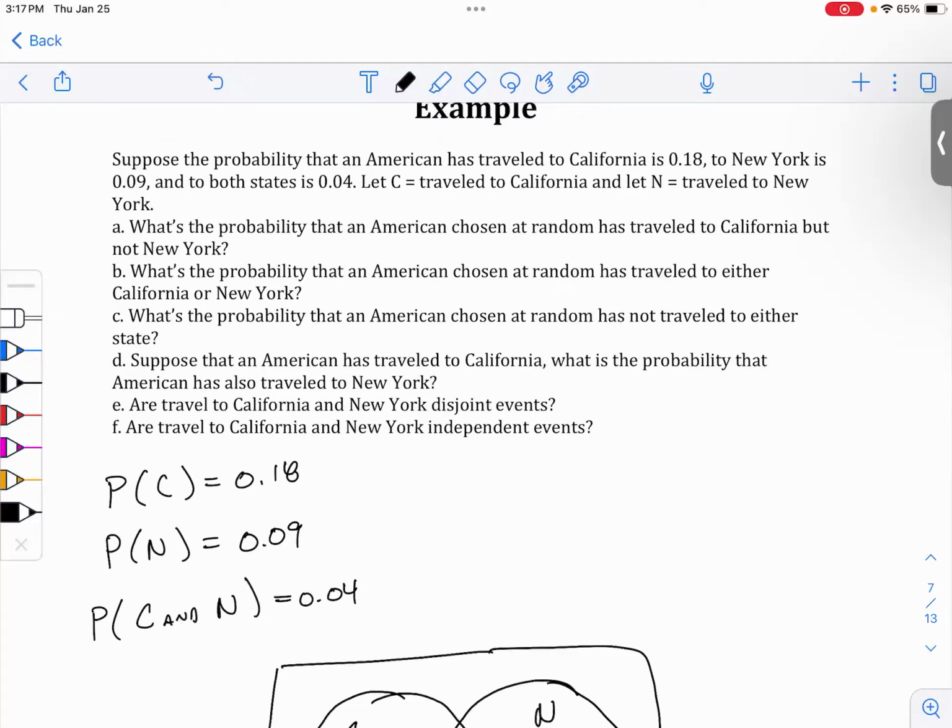All right, D. Suppose that an American has traveled to California. What is the probability that an American has also traveled to New York? All right, so what kind of problem is this? Given. It's a given. What's the subtle word for given? Suppose. The easy way to do that is replace whatever word you think might be given with given. Given that an American has traveled to California, what is the probability the American has also traveled to New York?